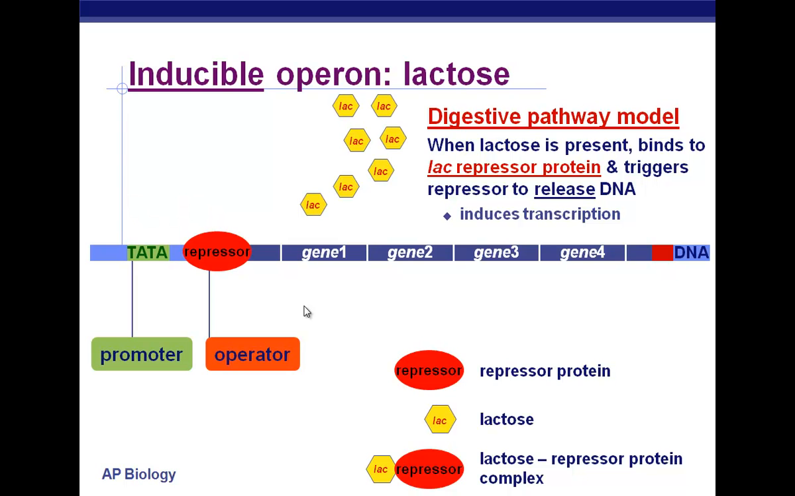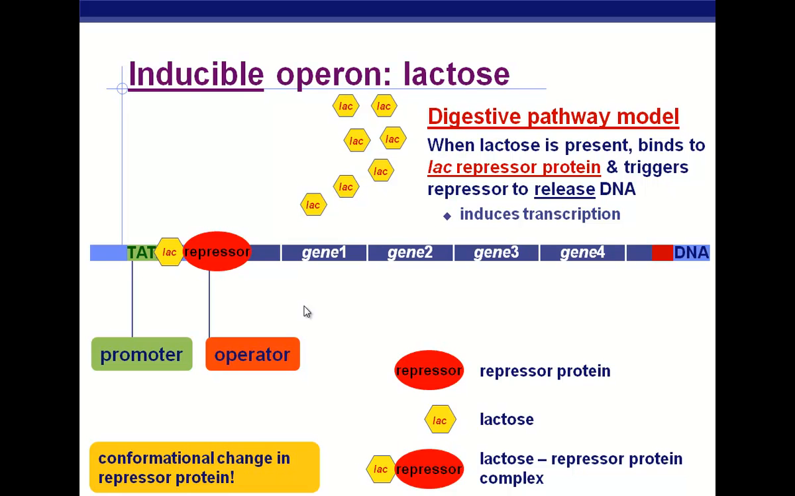But once lactose is in the system, maybe you drank a glass of milk, or this bacteria did, this lactose is going to bind to the lac repressor protein, and when it does that, it causes the repressor protein to actually change shape. And when it changes shape, it can no longer bind to the DNA.